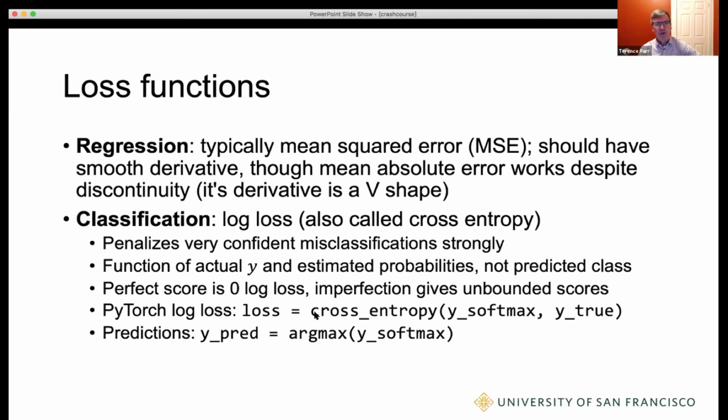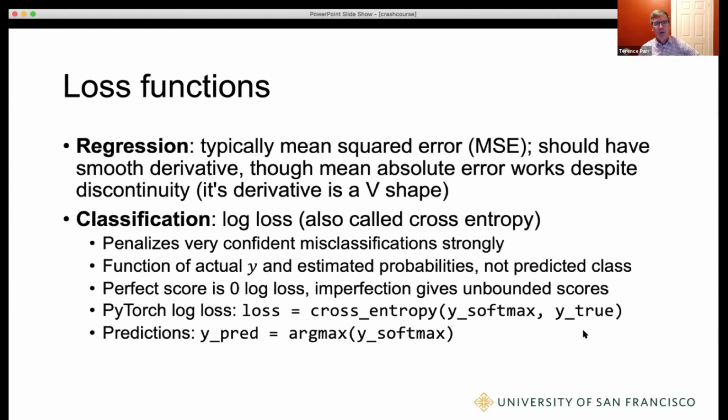In PyTorch, you'll see that there's a function called cross entropy, which is another name for this. You're going to pass in the output of your softmax, which is your probabilities. Like I said here, you're going to pass in the probabilities that you estimate, you predict, and the known truth.